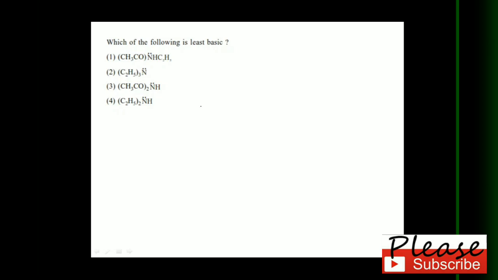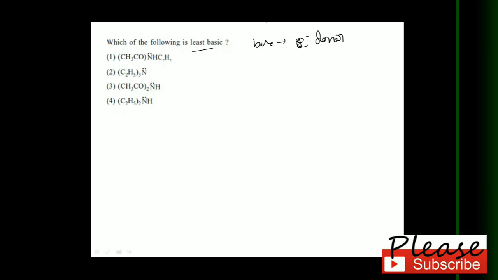Okay, so next here, which of the following is the least basic compound? So here you see this one, the least basic. That means generally here the base is a good electron donor. Okay, that means electron donor. The species which is a good electron donor is a strong base.